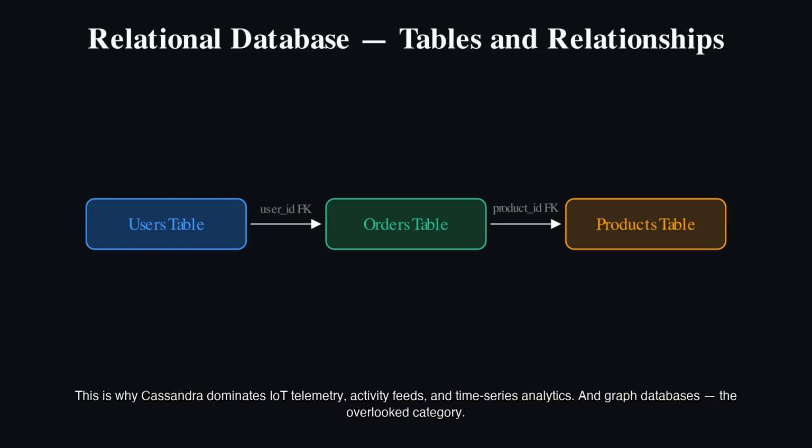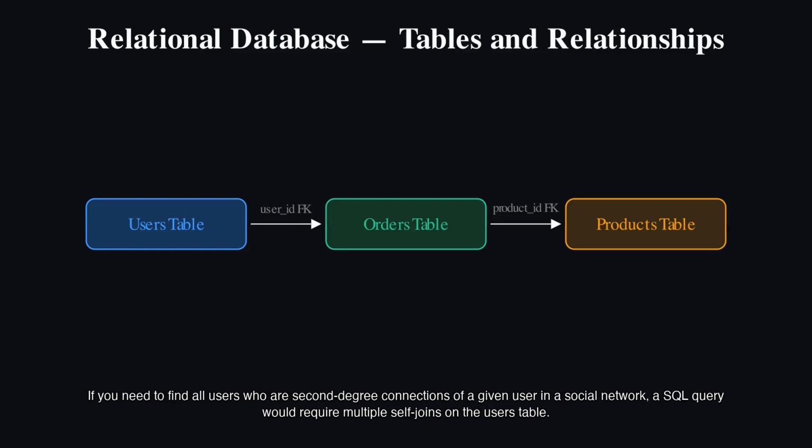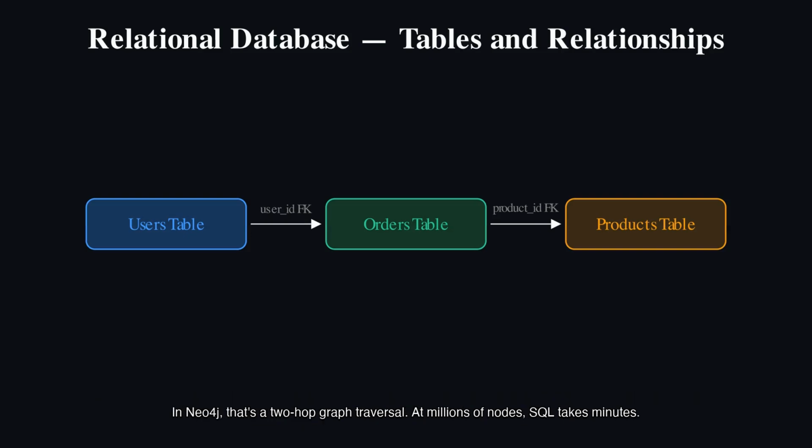This is why Cassandra dominates IoT telemetry, activity feeds, and time series analytics. And graph databases, the overlooked category. If you need to find all users who are second-degree connections of a given user in a social network, a SQL query would require multiple self-joins on the user's table. In Neo4j, that's a two-hop graph traversal.